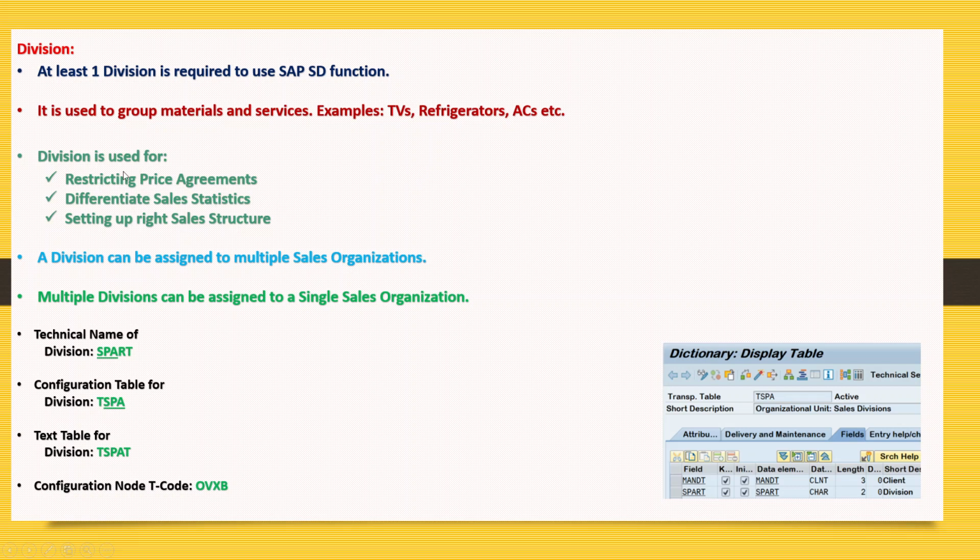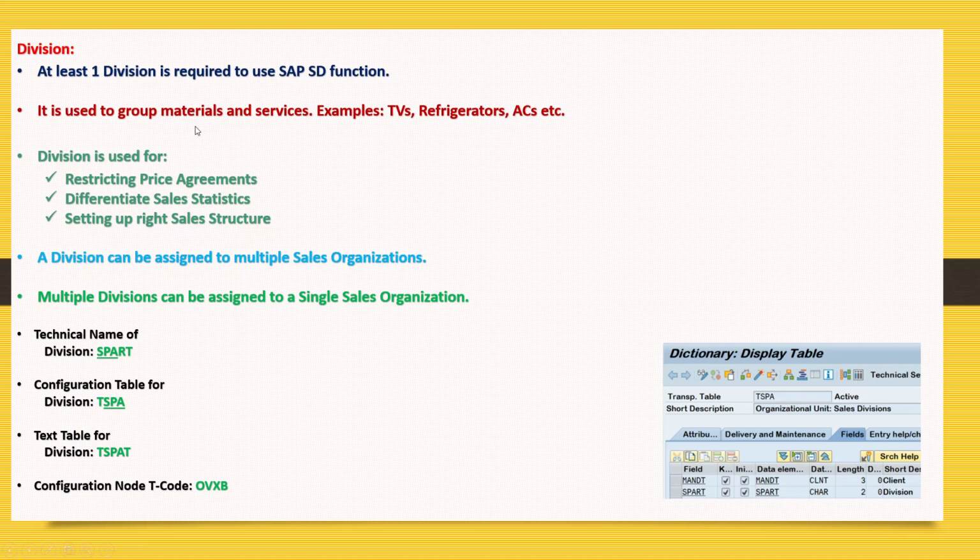Then this division is specifically used for restricting the price agreements. That means with respect to sales organization, distribution channel, and division, you can have different price agreements. Similarly, you can differentiate the sales statistics with respect to the TVs product line and the refrigerators product line. It is also useful for setting up the right sales structure.